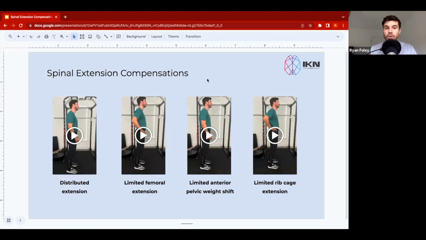So in this video, we're going to discuss different spinal extension strategies that your clients may demonstrate when you're assessing their spinal extension in standing, or their backward bend. Now, we refer to them here as compensations, but again, compensations aren't bad, they're just different variations of the strategies that someone may use to carry out a similar movement task.